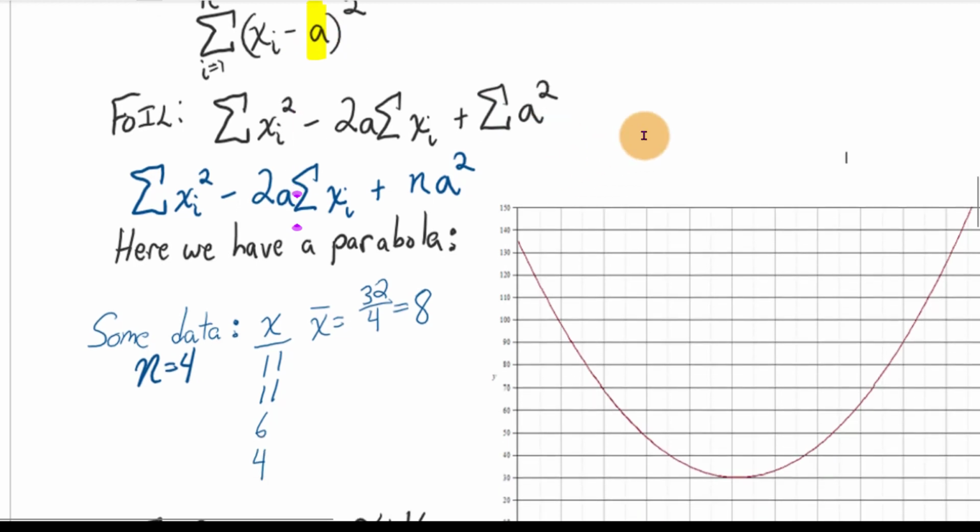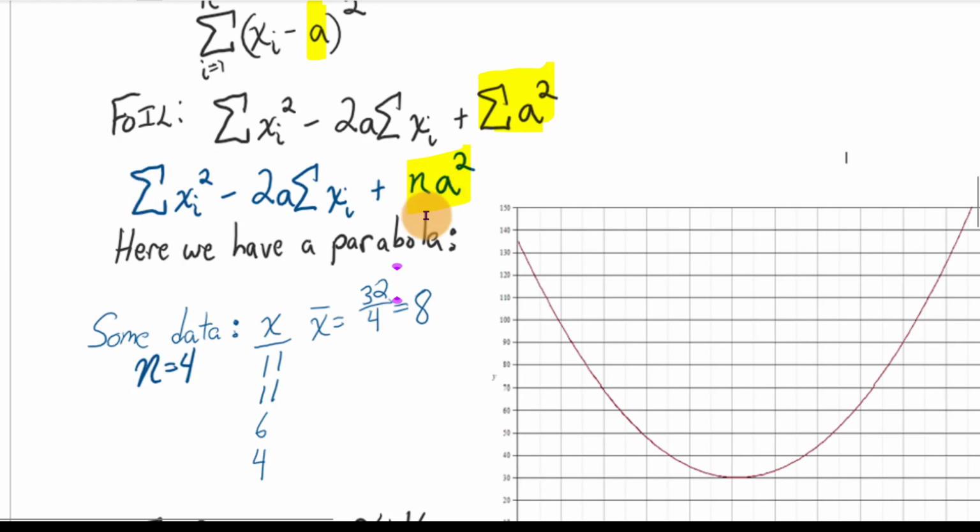Now, to simplify that just a little bit, when we go from here to here, all we're saying is that if I add up a number a certain number of times, then I'm going to get n times that number. So a squared plus a squared plus a squared plus a squared. If I add that up n times, I get n times a squared.